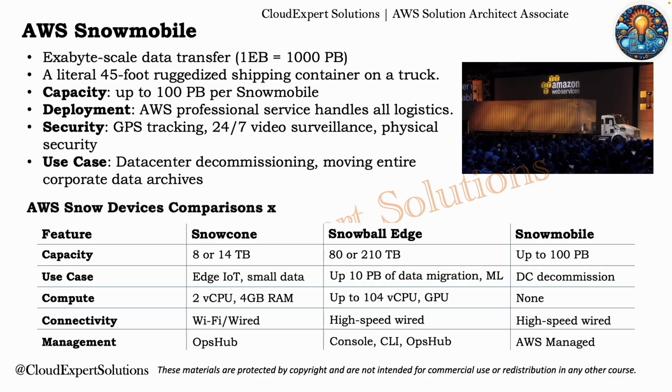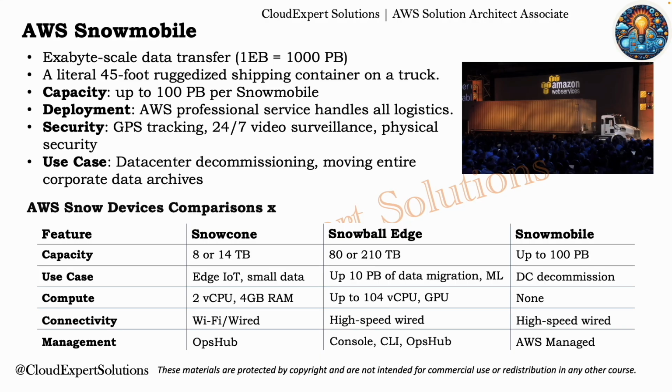To start with, Snowcone is the smallest and most portable, great for small data and IoT or remote locations, whereas Snowball Edge is the middle ground, offering rack scale capacity and significant compute power for large migration and edge analytics. This is ideal for up to petabytes of data transfer. However, Snowmobile is in a league of its own, a truck designed for exabyte scale moves like decommissioning a data center, and if the amount of data transfer is greater than 50 petabytes, then Snowmobile is the best option.